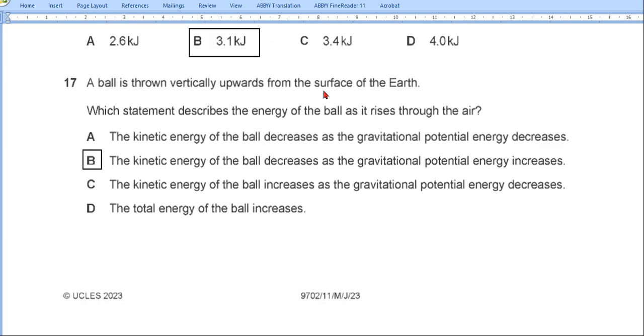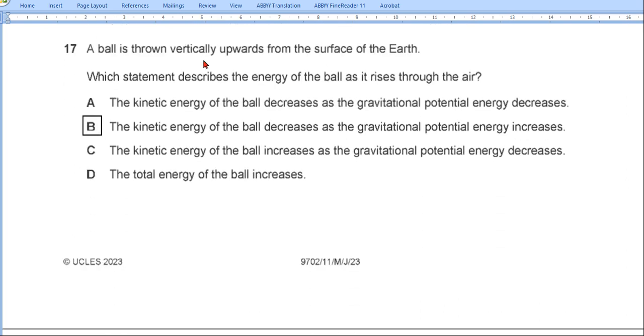Question 17. A ball is thrown vertically upwards from the surface of the earth. Which statement describes the energy of the ball as it rises through the air? Of course it is kinetic energy of the ball decreases as gravitational potential energy increases.